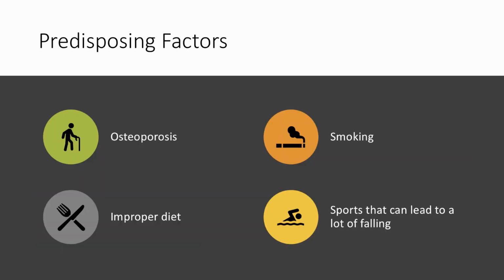Predisposing factors for lunate dislocations are pretty similar to all other injuries. It's osteoporosis, if you're a smoker, if you have an improper diet, or if you're participating in sports that lead to falling a lot.